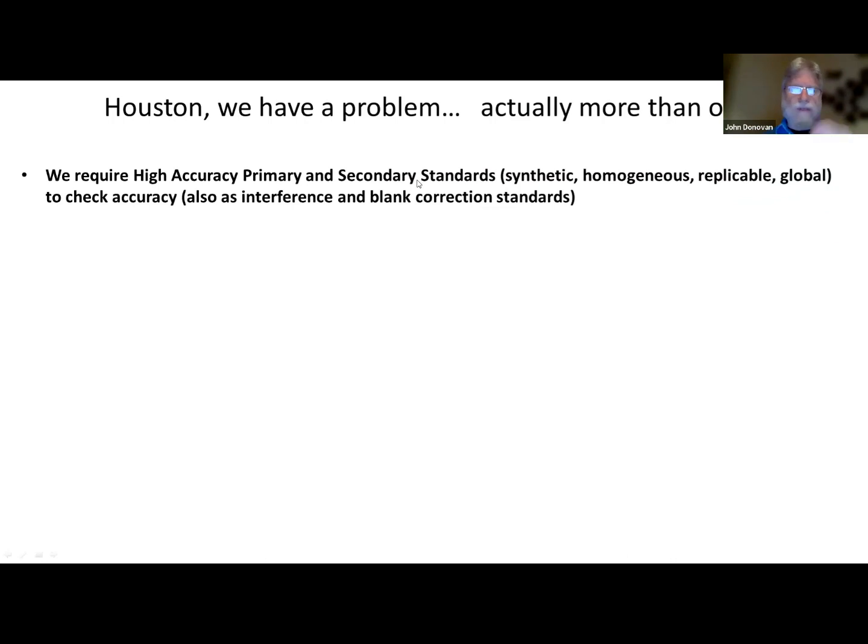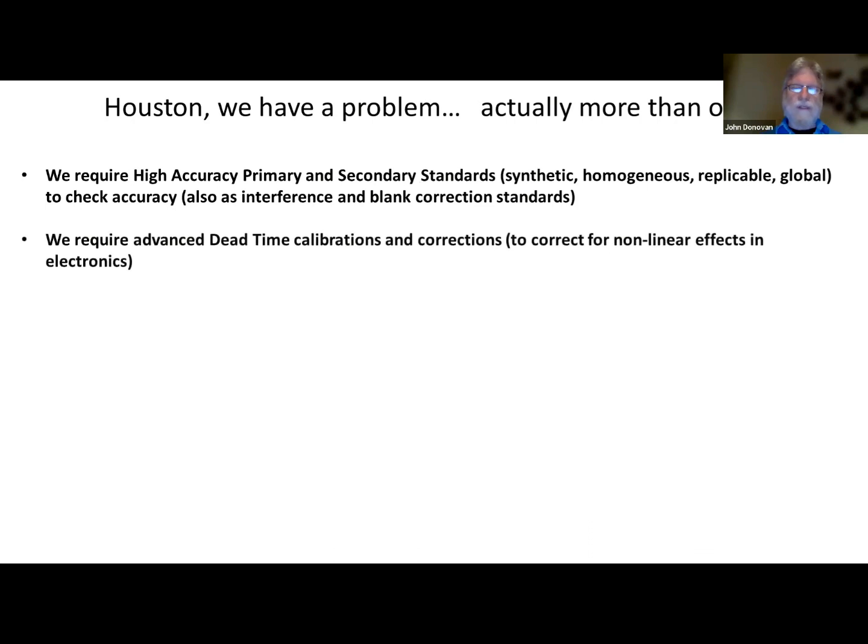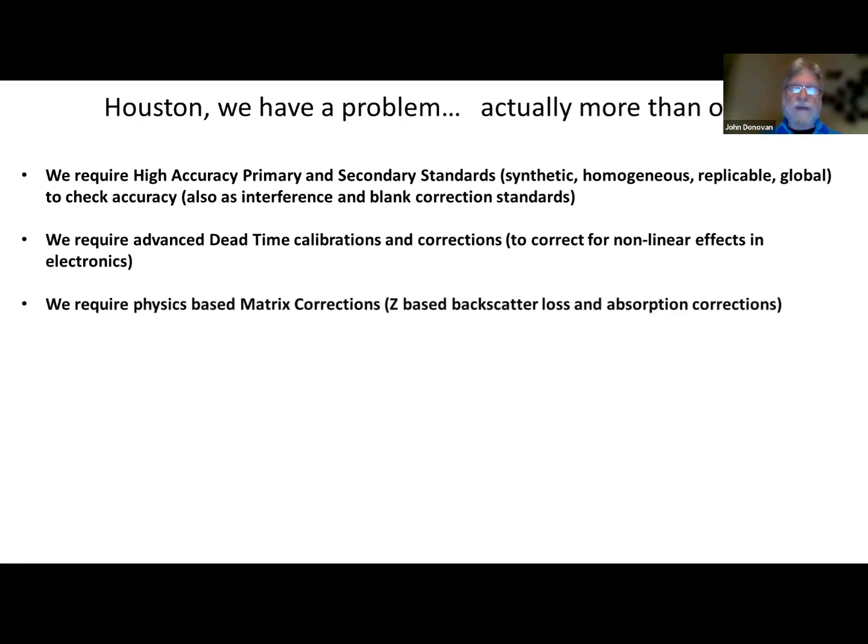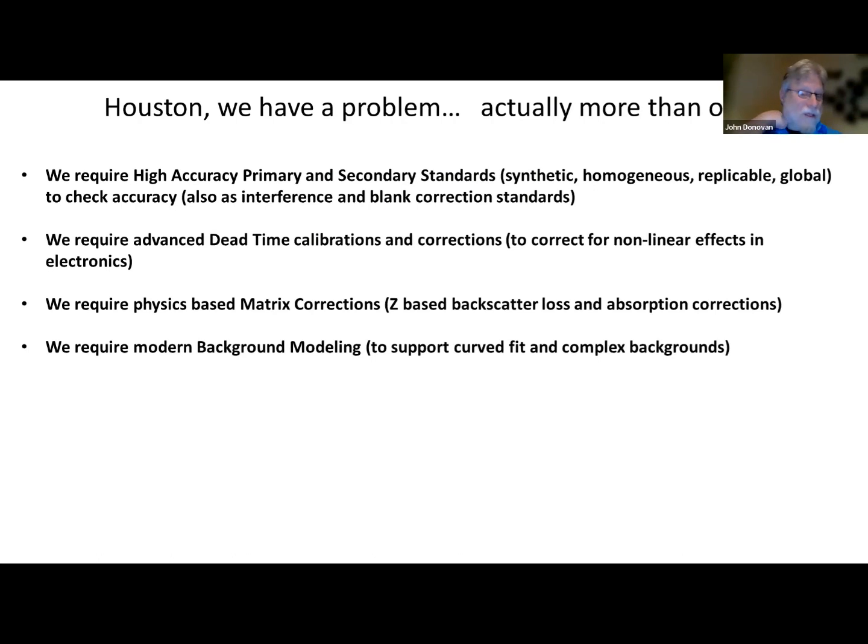Okay, so first problem. We need better standards, and this has been mentioned already today, and I just really want to emphasize that point. The dead time corrections we've been using for almost 100 years basically don't correct for nonlinear effects. And now that we're getting up into hundreds of thousands of counts per second, we need a more advanced dead time correction. We need a better physics-based correction for the backscatter loss correction, which is not mass-based because it's all electrodynamics all the way down. And we need better modeling for the backgrounds for trace elements to support curved backgrounds, complex backgrounds.